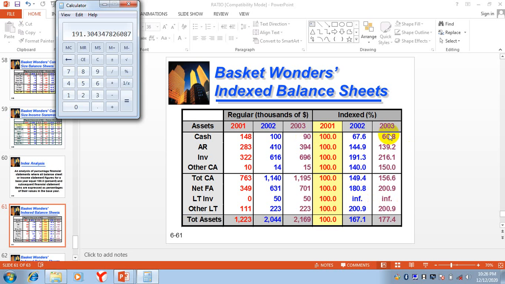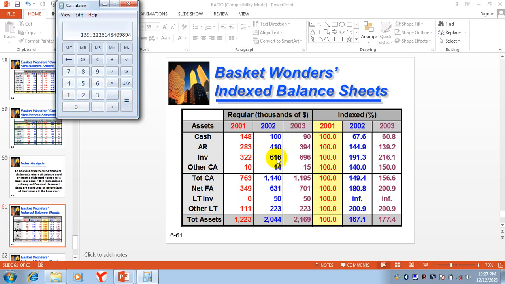Similarly for the 2003 data. Since we took 2001 as the base year, we will use this year's data, not this. So 90 divided by base year 148 multiplied by 100. So we got 60.8. Similarly, 394 divided by 283 multiplied by 100. So we got 139.2.